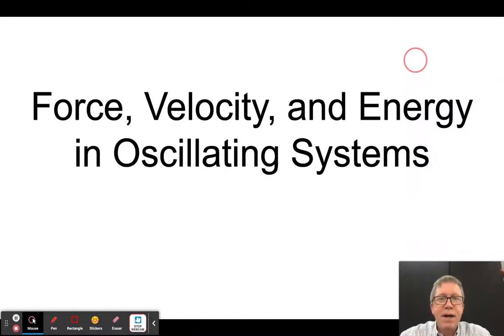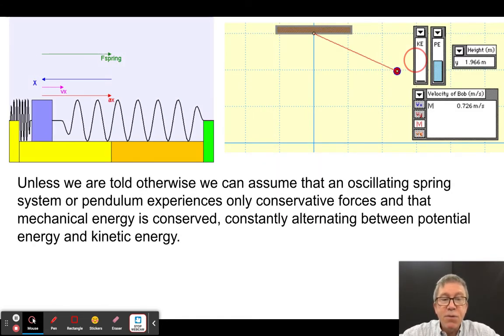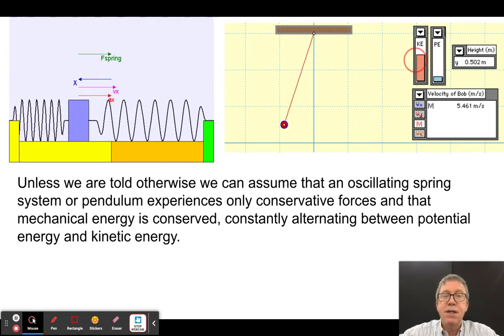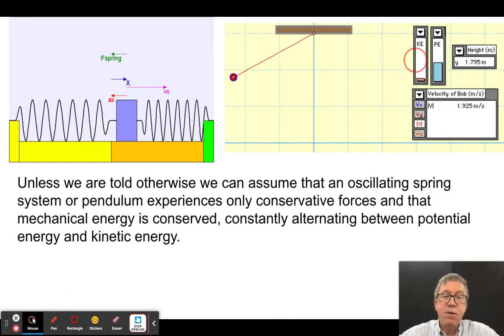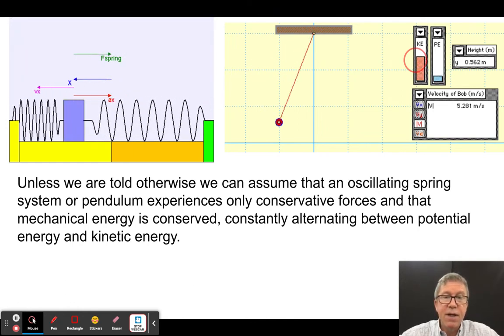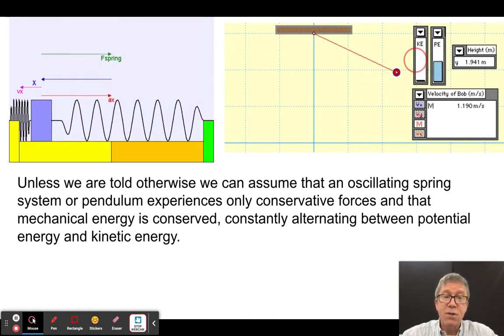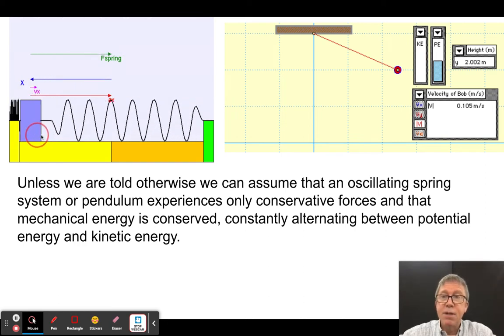All right, let's learn about how force, velocity, and energy are related to these oscillating systems. First of all, unless we're told otherwise, we're to assume that the mechanical energy in an oscillating system is going to be conserved. In other words, all the forces acting are forces within the system that are conservative, and therefore the mechanical energy of the system is never going to change. It's going to continually oscillate between potential energy and kinetic and potential and kinetic.